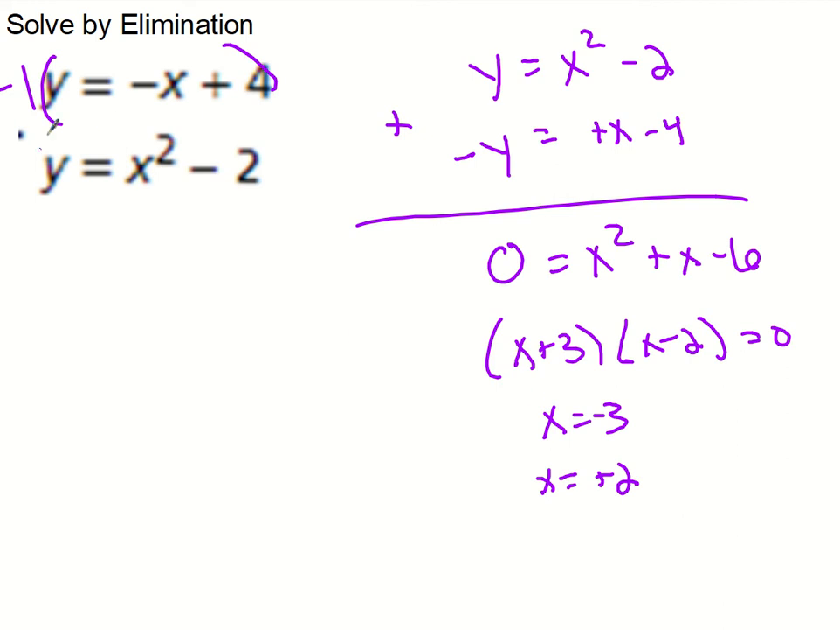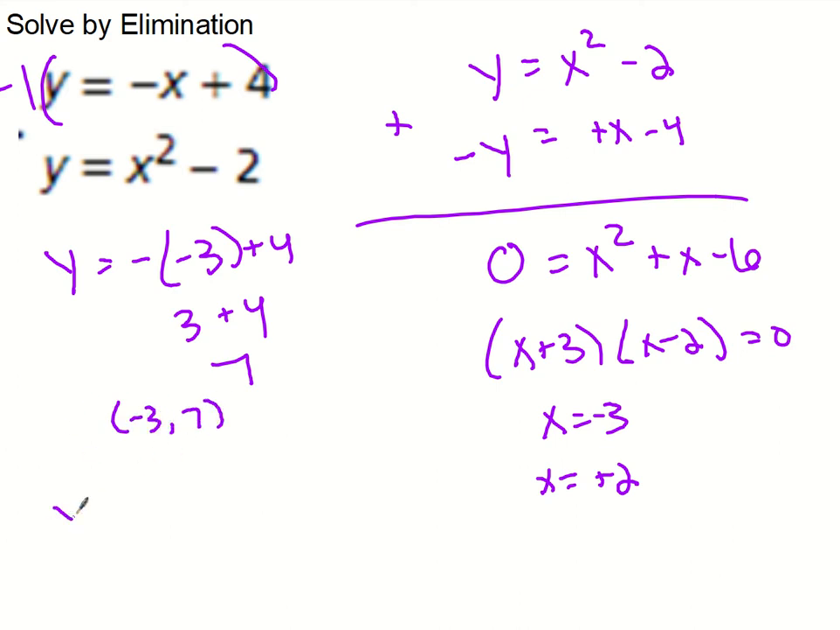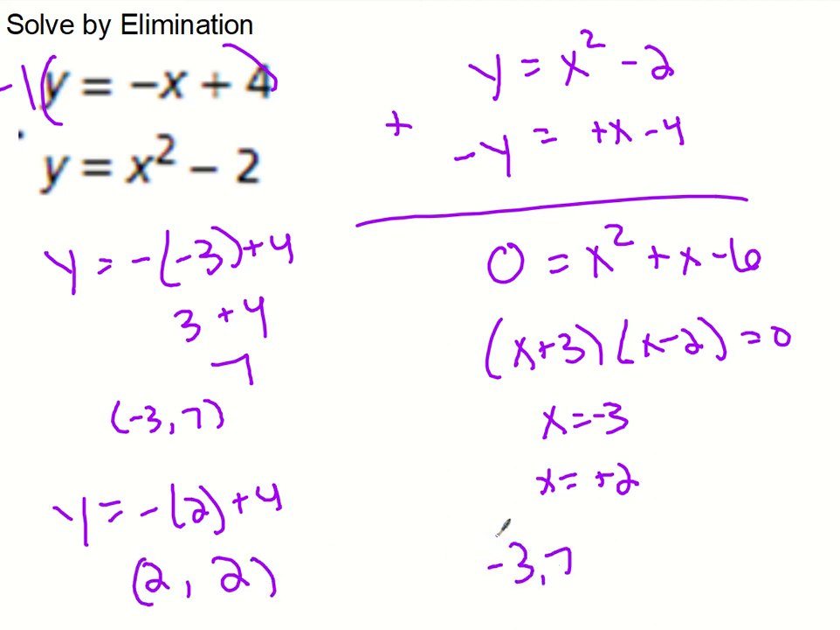Now I have to take those x values and plug them back in. I'm going to use this top equation here. So if I have y equals negative whatever x is, well if x is -3, I have positive 3 plus 4, which is 7. So that gives me the point -3, 7. I also need to do that again for positive 2, so that's -2 plus 4, which is going to give me positive 2. So that's 2 for my point. So my final solutions are -3, 7, and 2, 2.